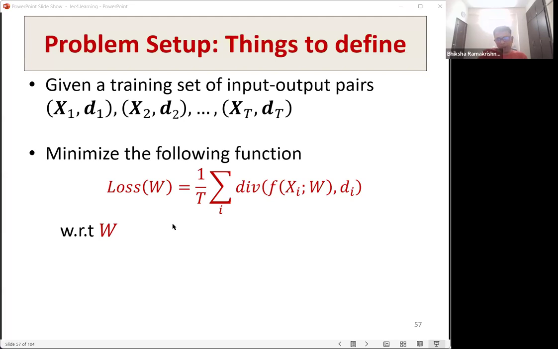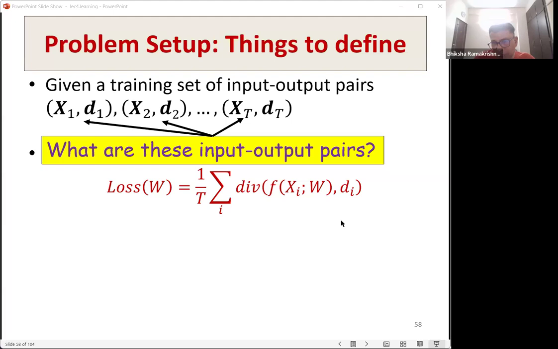Now, this is our problem setup. Given a bunch of training input-output pairs, we want to minimize this loss function. But for this to be solvable, what are all the things we must define? Can somebody tell me what are the things that are not being defined properly? What must we define? Anyone? We want to define what these input-output pairs are. What is an image numerically? What is the target? We have to define these input-output pairs, right?